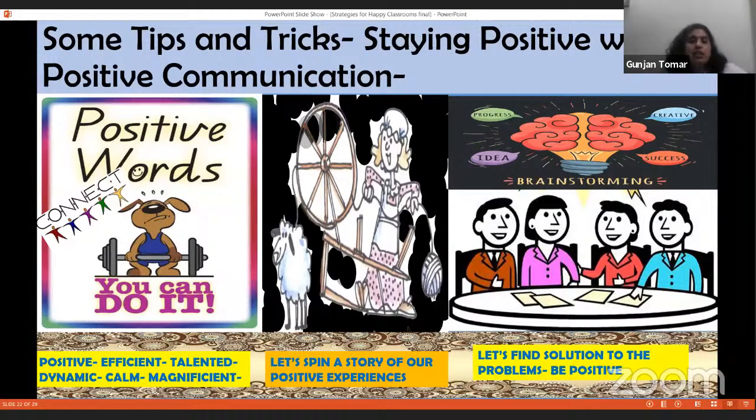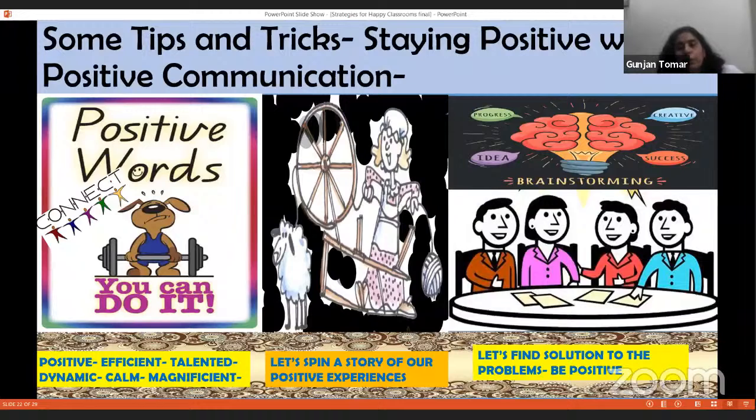Another thing was staying positive with positive communication. We thought of three games, or three activities. The first was Positive Word Connect. It was something like what we call Antakshari in India. We start with a song, and the other person starts their song with the letter I end my song with. This was a word connect. We start with the word positive. Positive ends with E. We connect it with the other person.